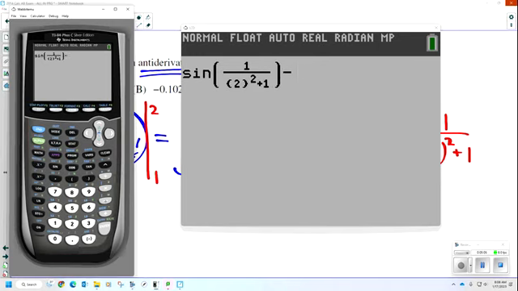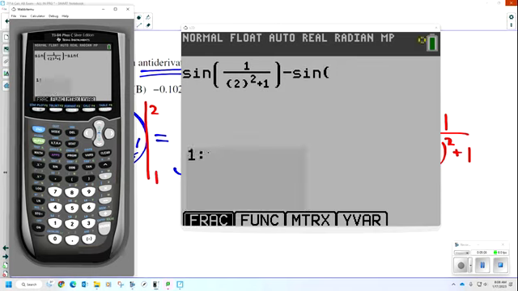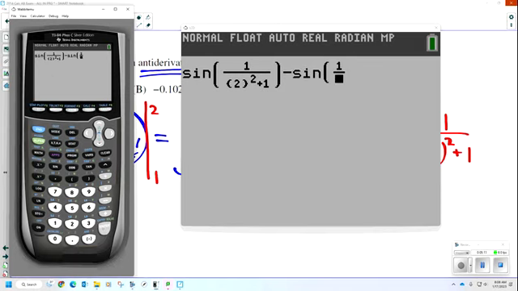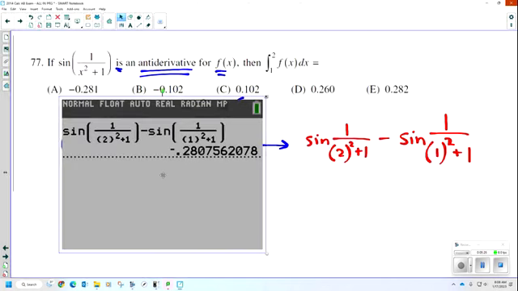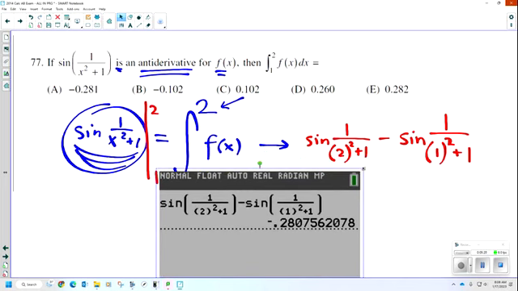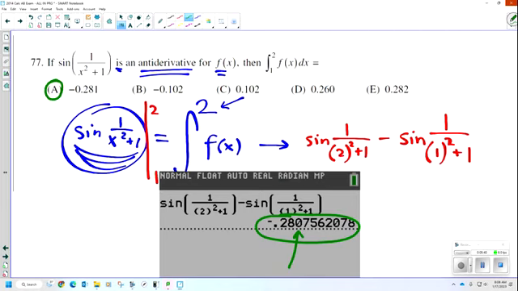Now I got to subtract the lower bound. 1 over, this time it's a 1 in for our x, plus 1. Let me make sure that looks correct, and it does. I hit enter. Okay, negative 0.28. If I round this to 3 places, because all of my responses are 3 places, this 0 will become a 1. Negative 0.281. Choice A.